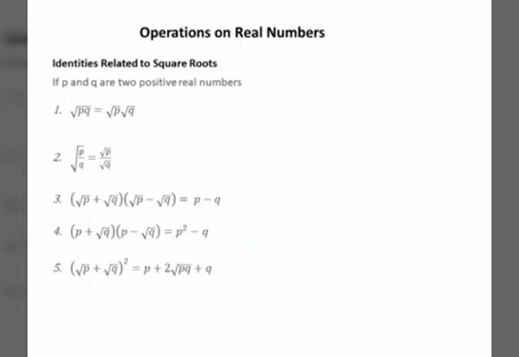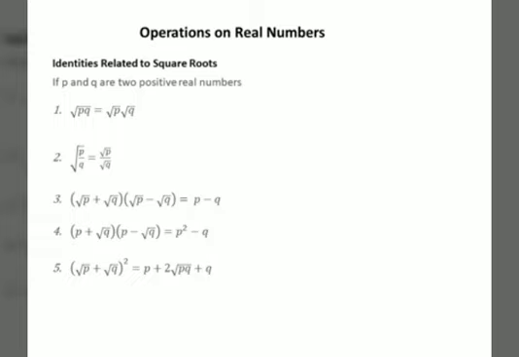Fifth identity, (root P plus root Q) whole square. We can apply the (A plus B) whole square formula, A square plus 2AB plus B square. Here A value is root P, B value is root Q. Root P whole square plus 2 root P root Q plus root Q whole square. We can cancel the square and root. Therefore our answer is P plus 2 root PQ plus Q.